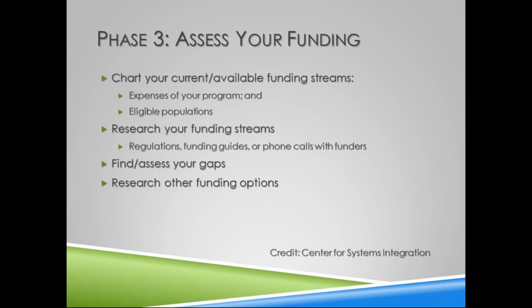You want to find and assess your gaps, which JFF, Jobs for the Future, has an excellent, I can't remember what it's called now, but it's a gap tool to help you identify where your gaps are in your braided funding plan, and we will have that available to you as well. And then you want to research other funding options.